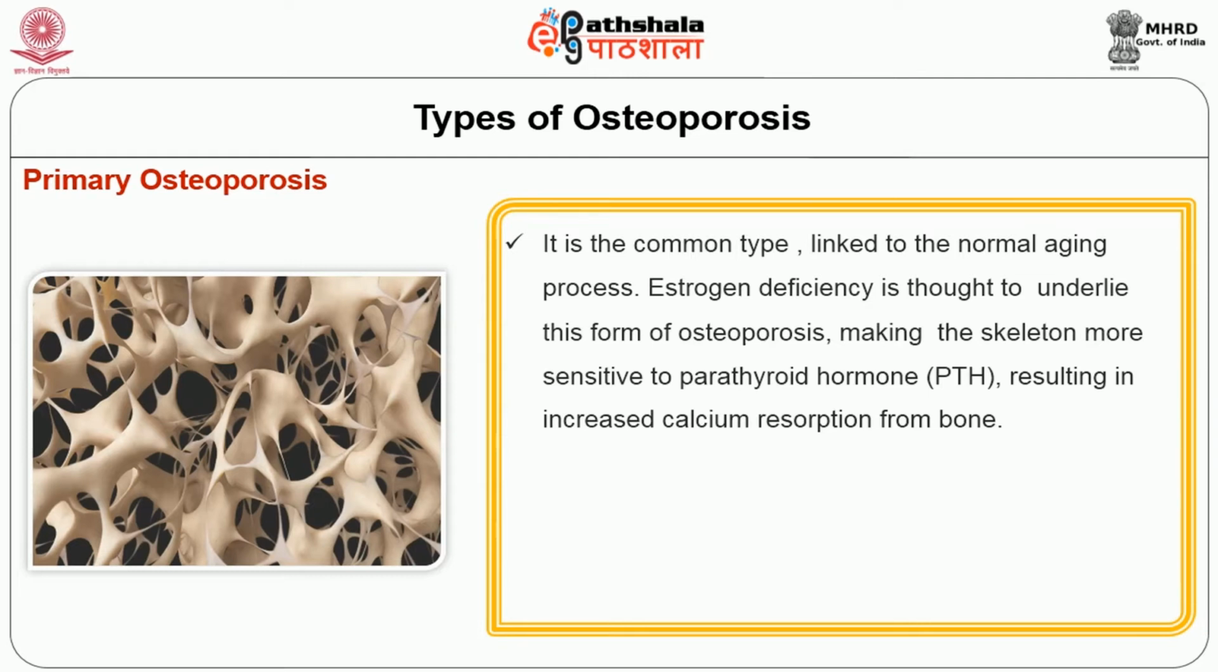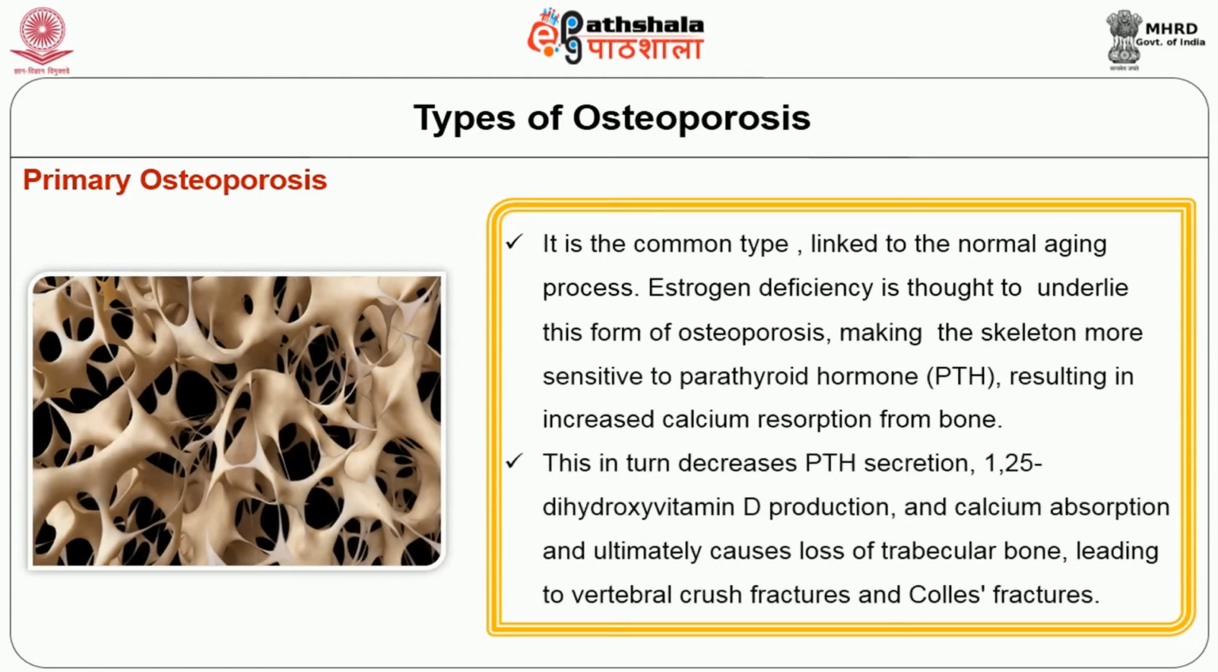Let us now proceed to the types of osteoporosis. There are 4 different types of osteoporosis. Let us understand the types one by one. The first is primary osteoporosis. It is a very common type and linked to the normal aging process.